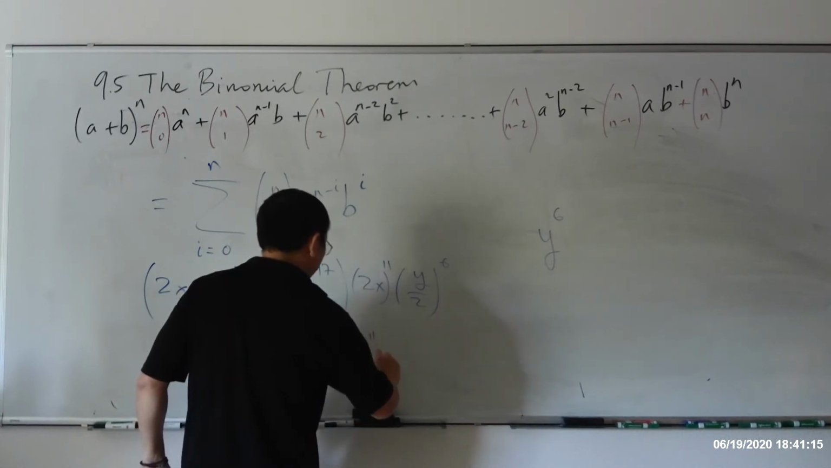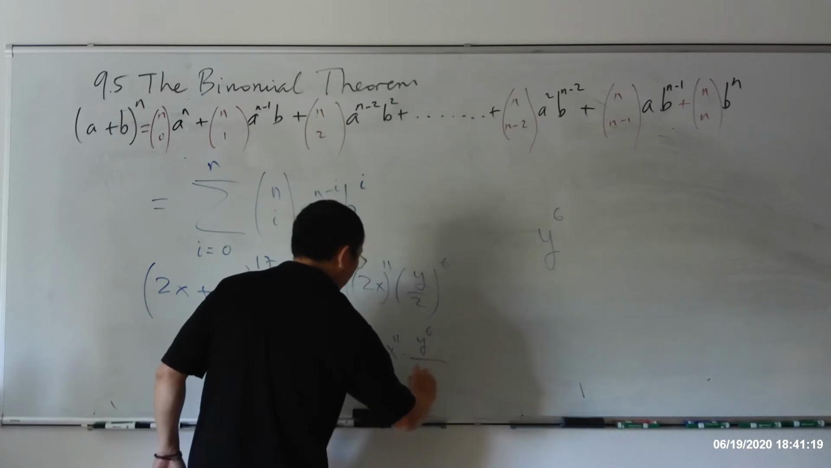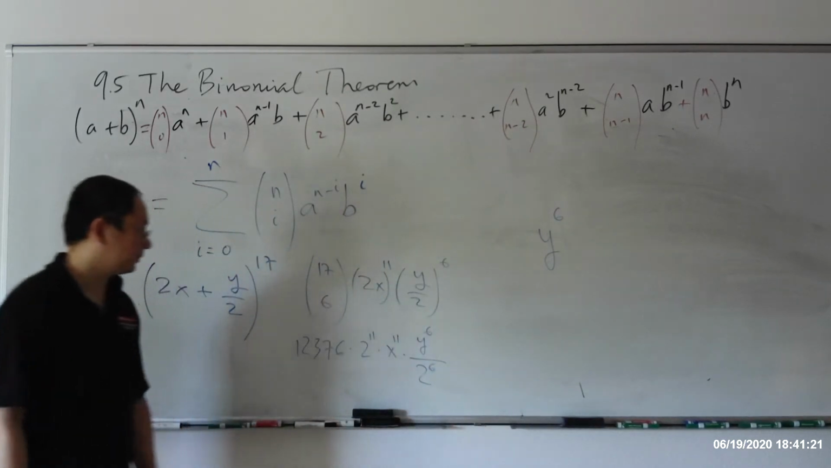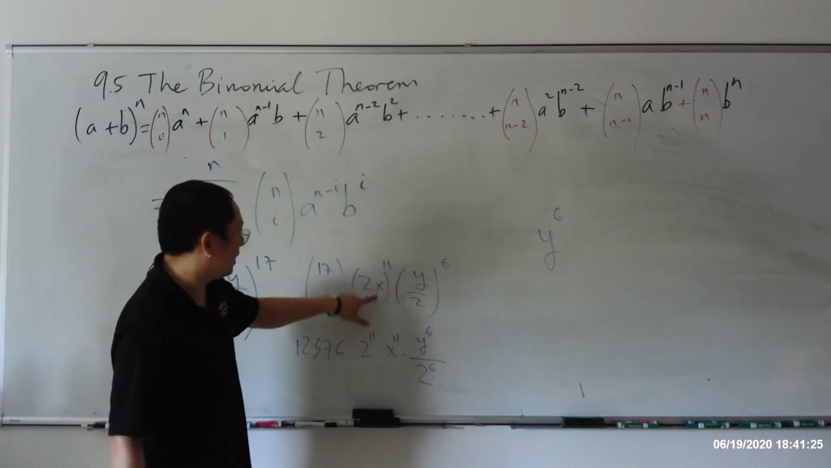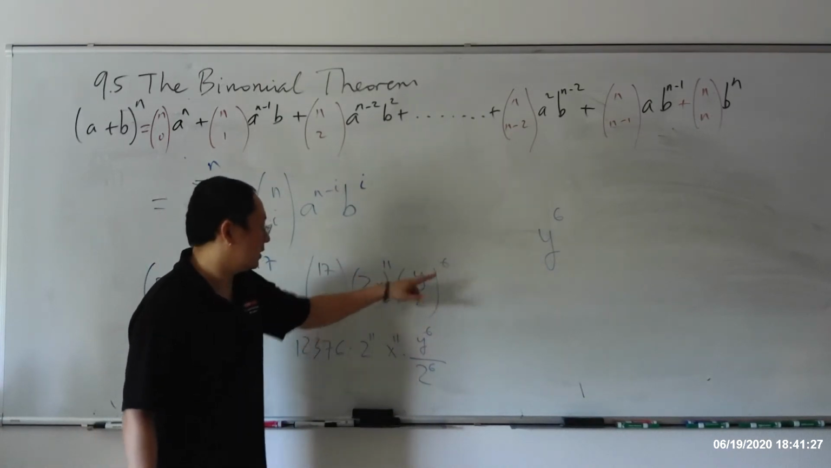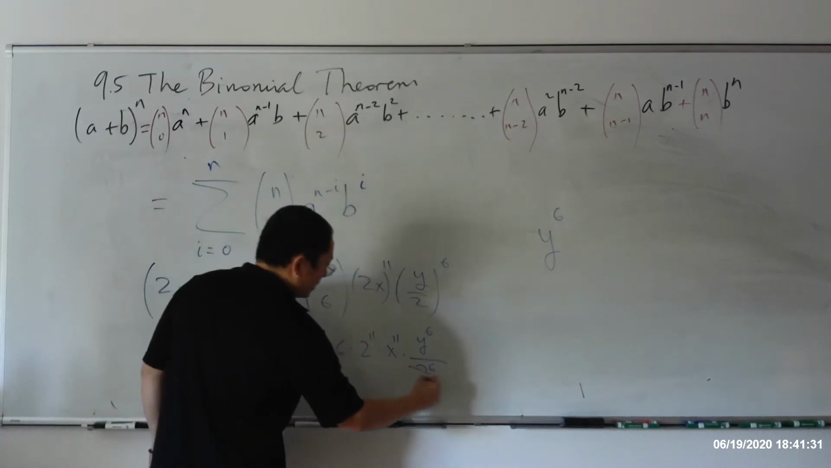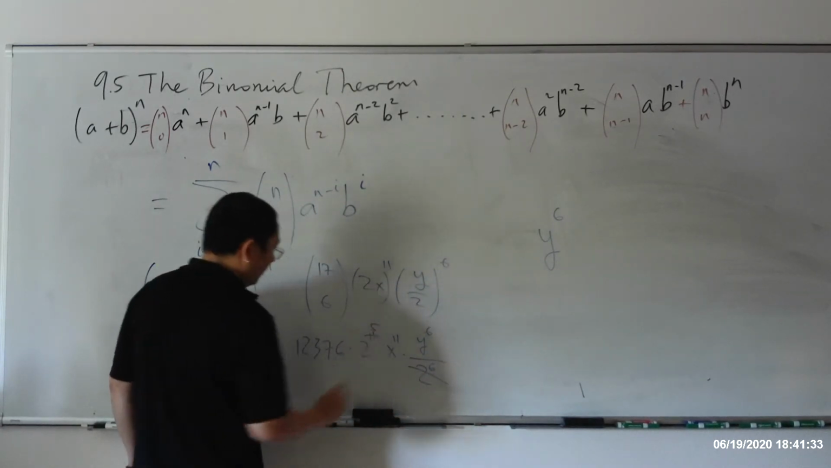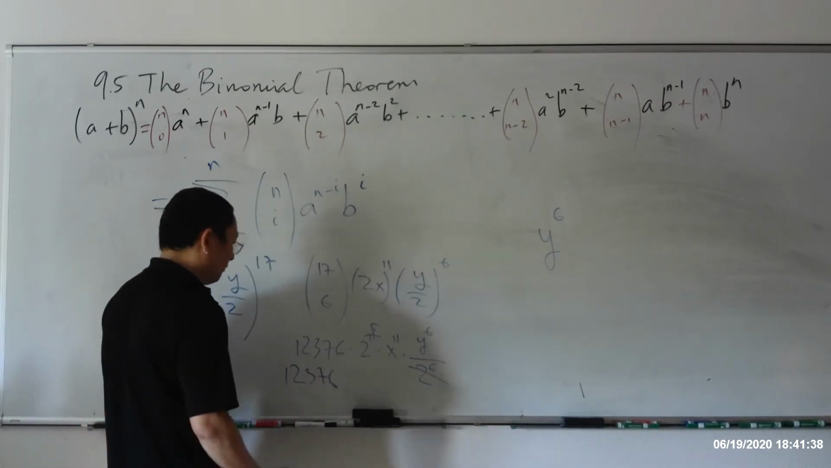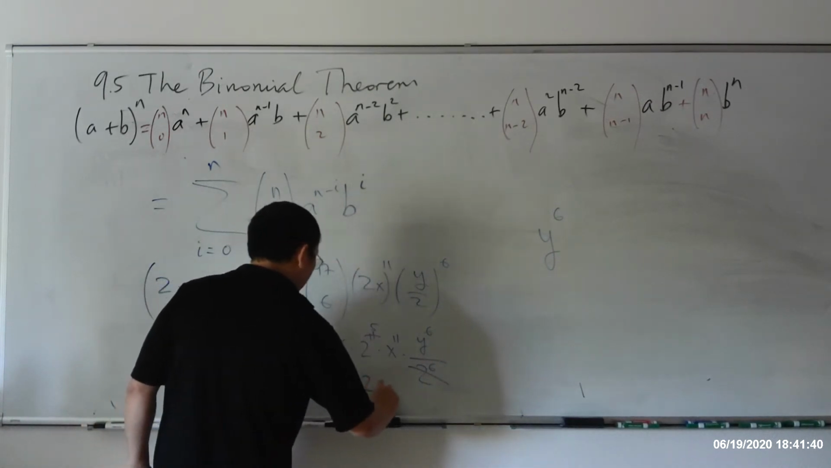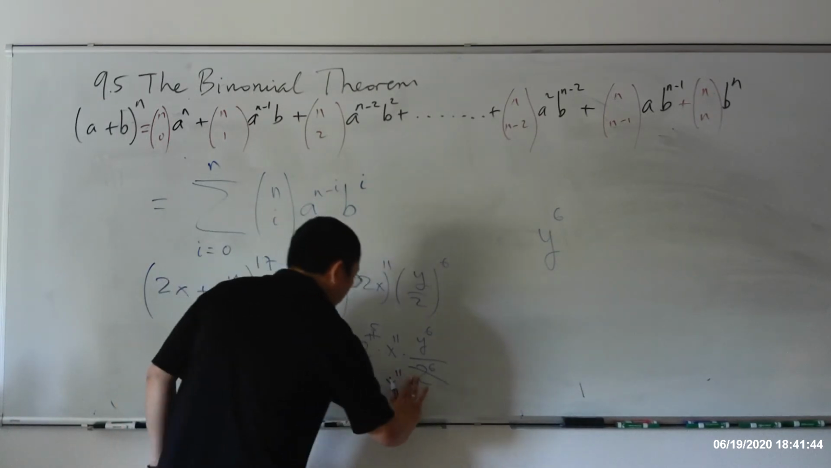2 to the 11 times x to the 11 times y to the 6 over 2 to the 6 at the bottom. Right? This should be the exponent here. 2 to the 11, x to the 11, y to the 6, and 2 to the 6. We can cancel out a little. This is 2 to the 11, and 2 to the 6, so this is going to be 2 to the 5th left. So this is going to be 12,376 times 2 to the 5th, which is 32, and then times x to the 11 times y to the 6.